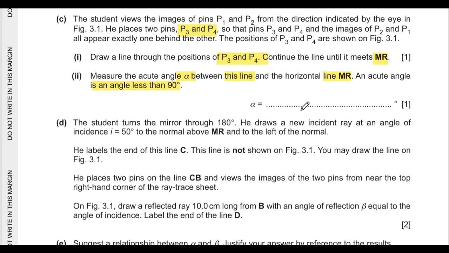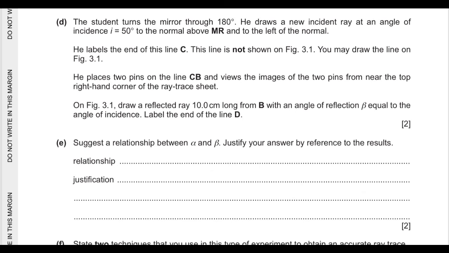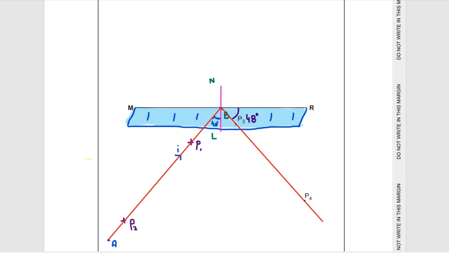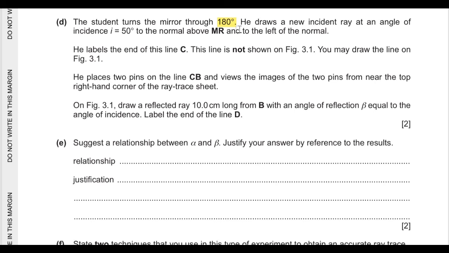Although I've got an answer of 48, your answer can range from 46 to 50 degree. There is nothing wrong in it. D part says the student turns the mirror through the angle 180 degree. So the student is going to turn the mirror round until the angle is 180 degree, and this is the new position of the mirror.